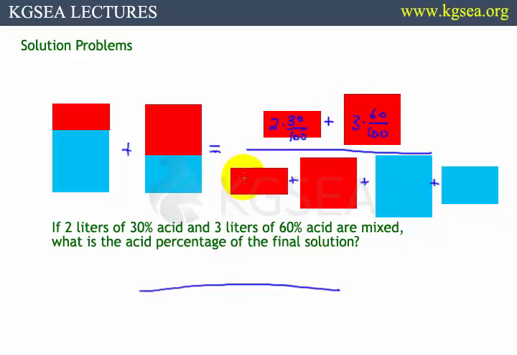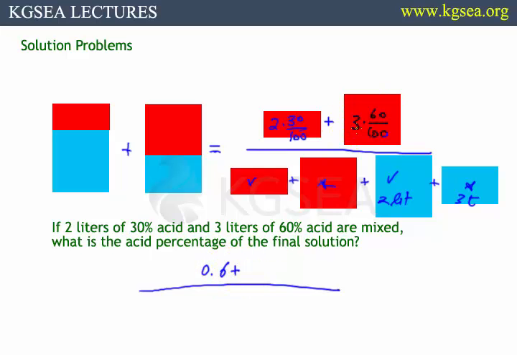Do you see that this would be 2 liters, and this is 3 liters? So when I add this with this, it would be 2 liters, the first one. And when I do this with that, it would be 3 liters. So what I have is this. How much acid do I have? Well, it's 0.3 times 2, which is 0.6.